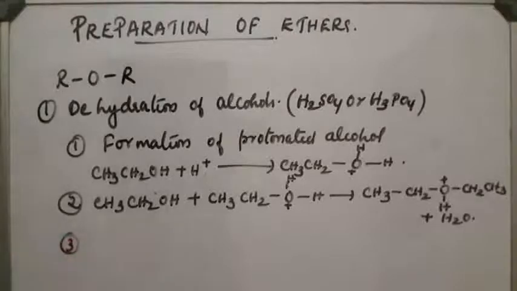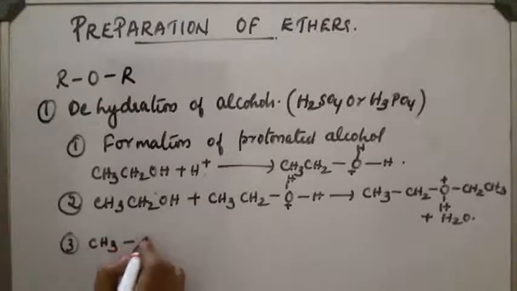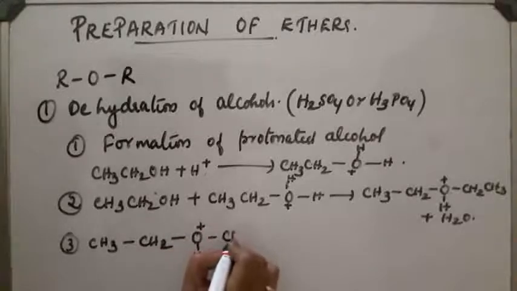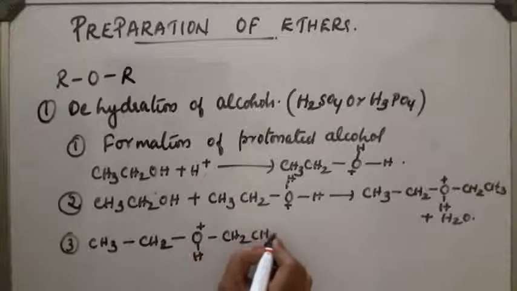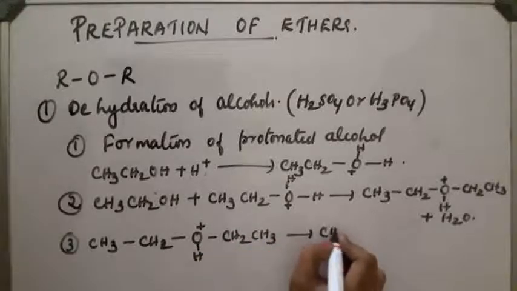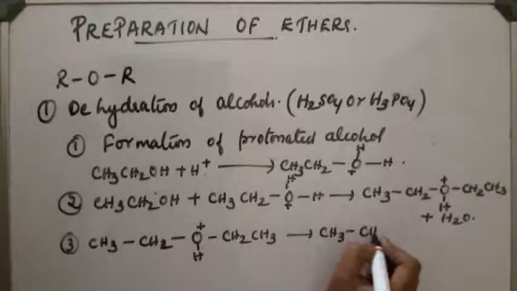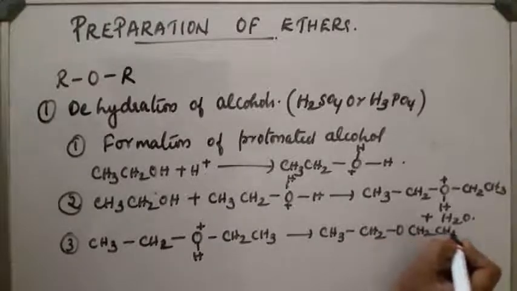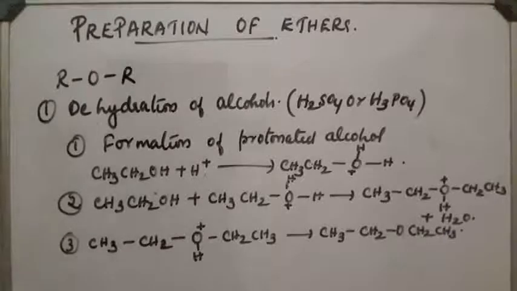Now, next step, the H+ ion, proton, will be removed and form ether. Product obtained will be like this: CH3CH2OCH2CH3. So diethyl ether will be obtained. These are the different steps involved in the SN2 mechanism.